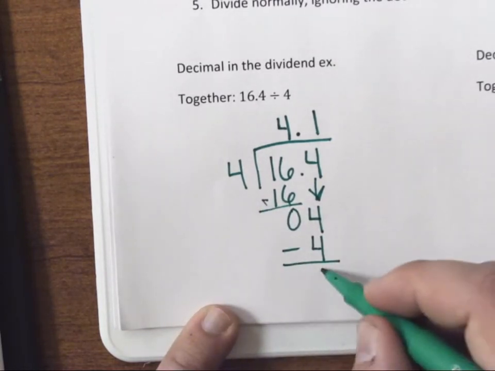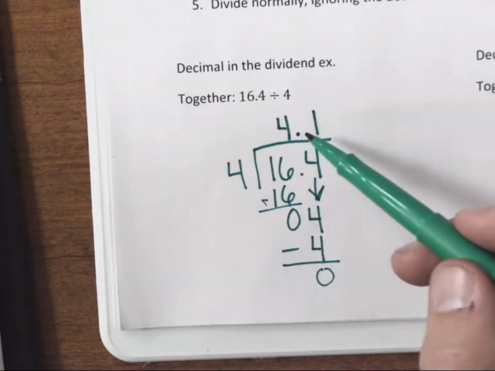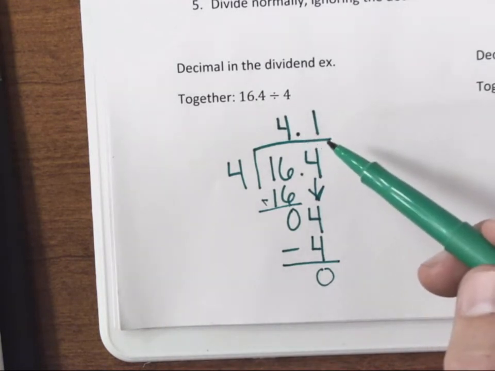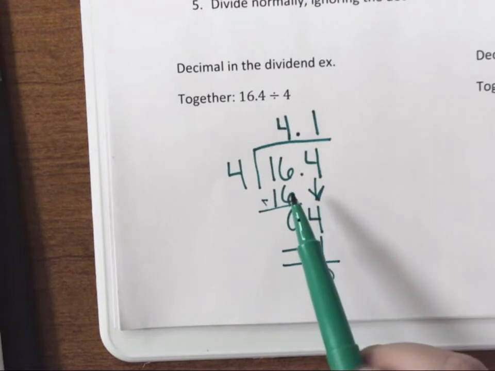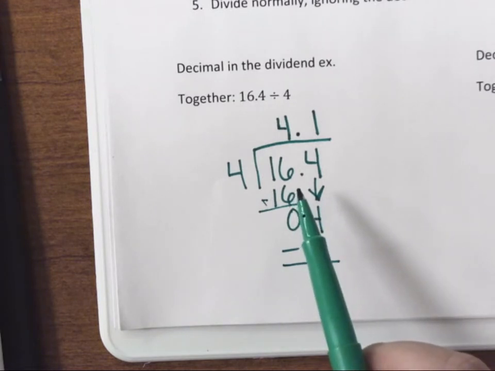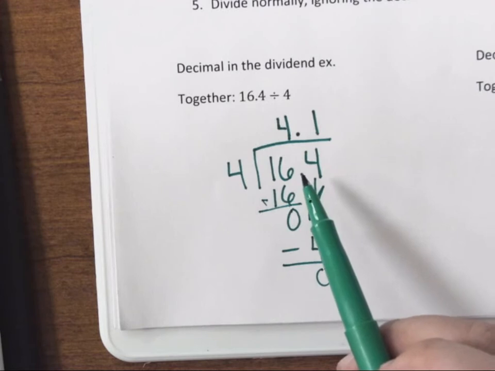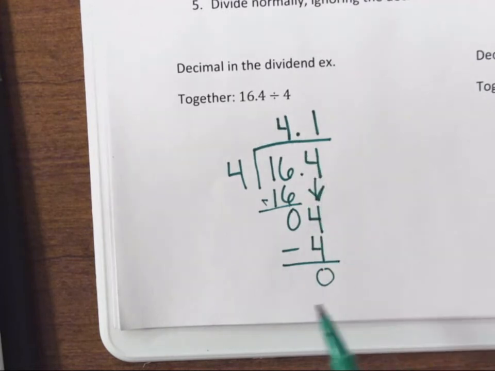Now we subtract and we have nothing left over. So my answer is 4 1/10, is how we say that. Okay, so remember, as a review, if there is a decimal only in the dividend, you just move the decimal straight up top in your answer.